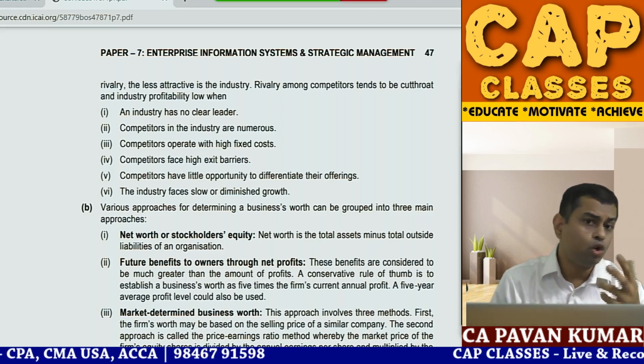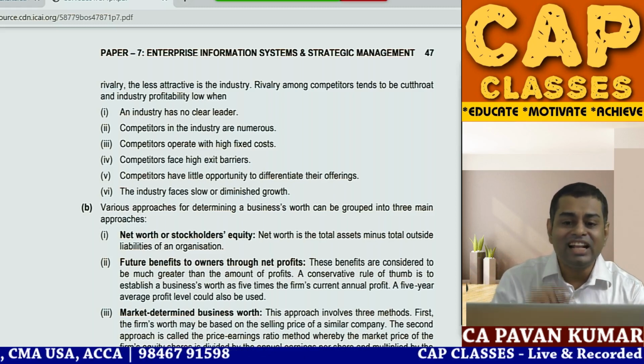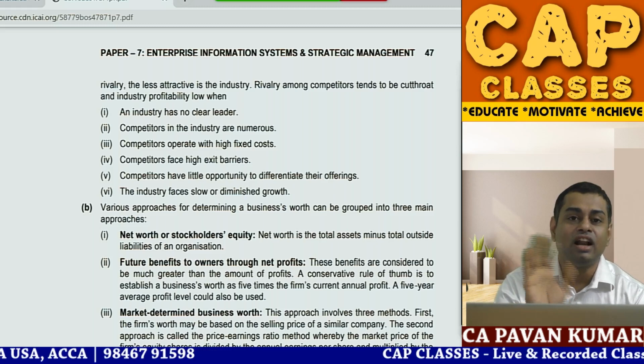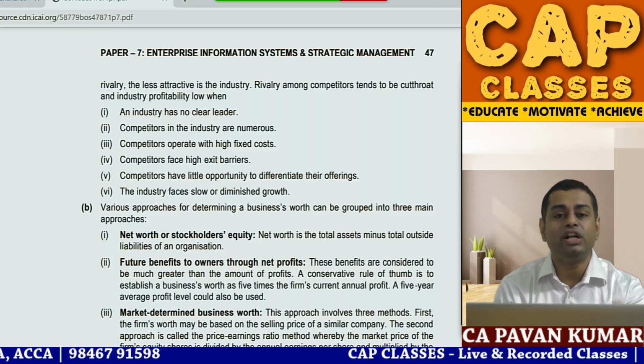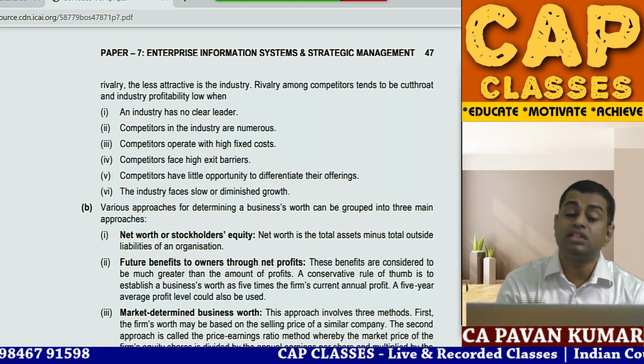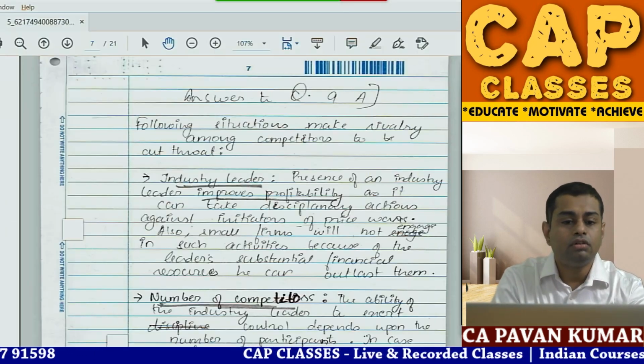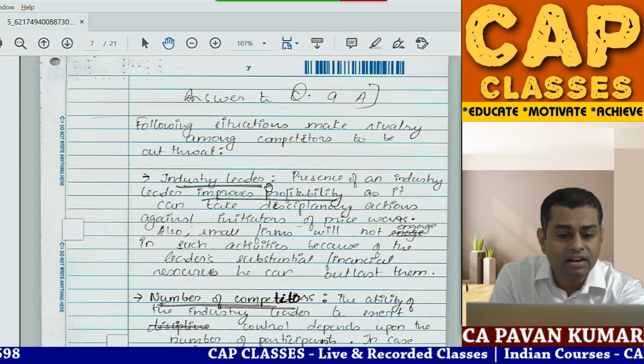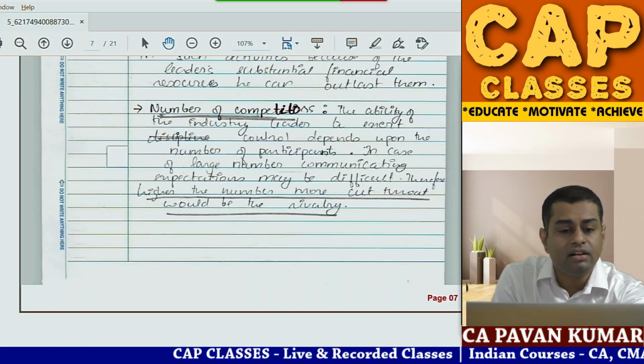Pavan sir, but you told many different points also. Beta, this is a suggested answer. This is not law. If they have given 7 points, 6 points, and you have 2-3 different but valid points, anytime you can write. So what our Chambu has written, industry leader he has written, number of competitors he has written, correct, these 2 points.